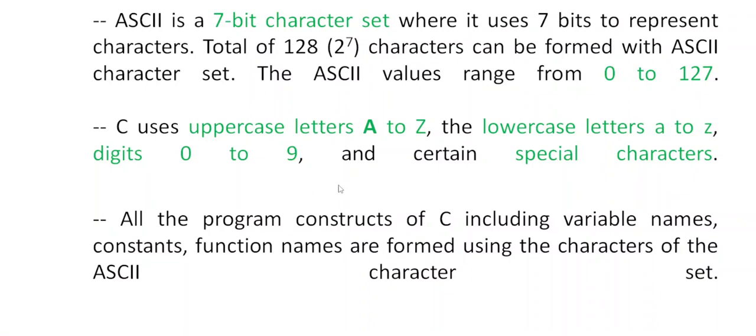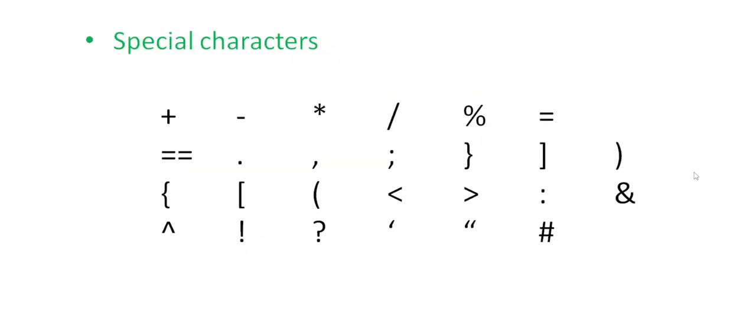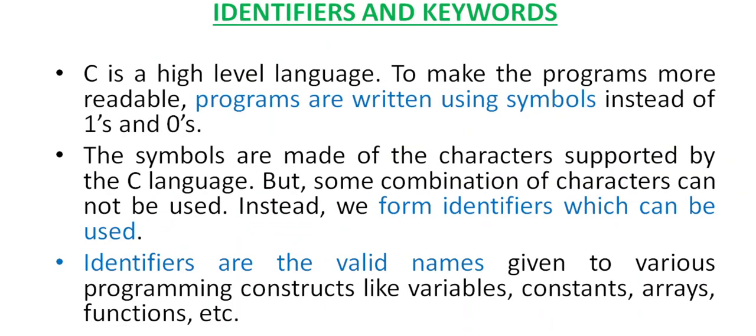Any C program, whether it is a 2-line program or a 10,000-line program, will contain only these characters. Special characters we'll see. These are the permitted special characters: plus, equal to, star, slash, etc. These are some of the special characters. So A to Z capitals, small a to z, 0 to 9, and then special characters. Identifiers and keywords.